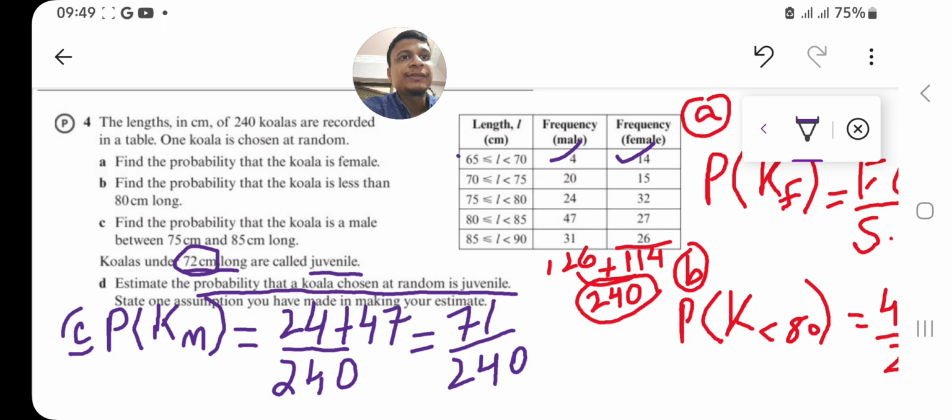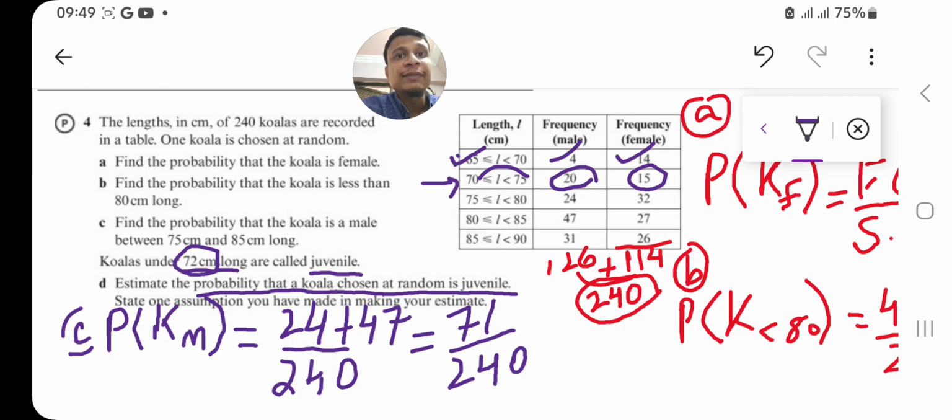Okay, so it means length from 65 till 70, male is 4 and female is 14. But here you see the interval is not given from 70 to 72. It is the interval beyond 72, that is 70 to 75. So we will not take this 20 as a whole, and also will not take this 15 as a whole. We will make some fraction, and for this fraction we are using interpolation, because this interval starts from 70 and ends at 75. Then only we have male frequency 20 and female frequency 15.